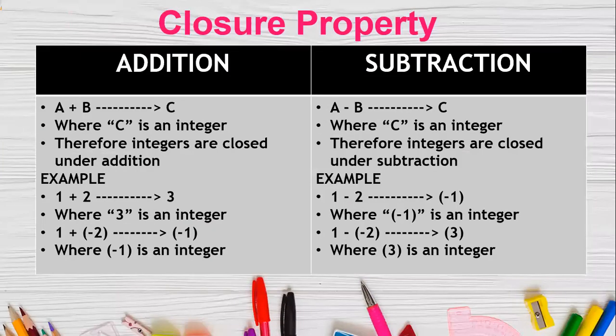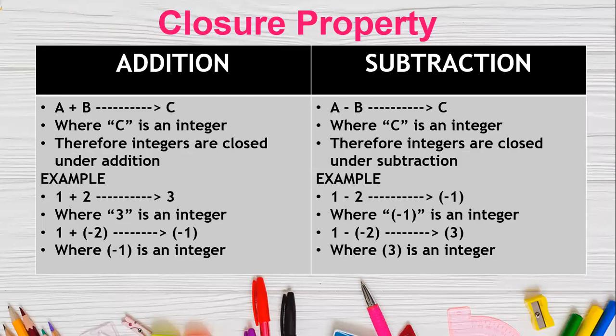Closure property. Let's first look at the case of addition. A plus B is equal to C, where C is an integer. Therefore, integers are closed under addition. Let's see some examples. Let us assume the value of A to be 1 and the value of B to be 2. 1 plus 2 is equal to 3. 3 is an integer. Therefore, integers are closed under addition.